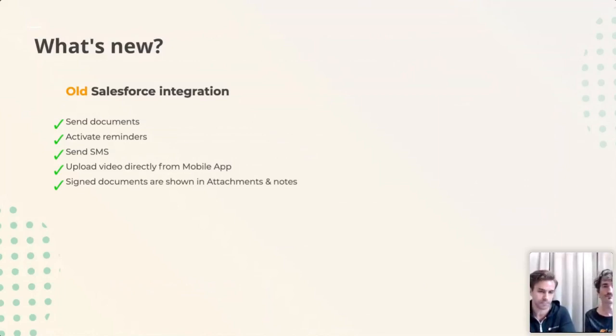It's quite a lot. But if you look at the old integration, you could send documents, you can activate reminders to really engage your prospects in a good way. You can send SMS to quickly get a sign on the mobile phone. And you can upload video directly from your mobile app. Simply just record a video on the phone, and then you can add that to the document.